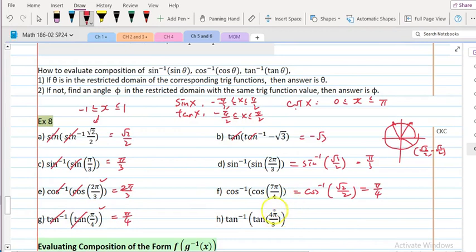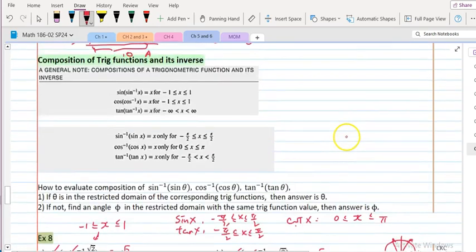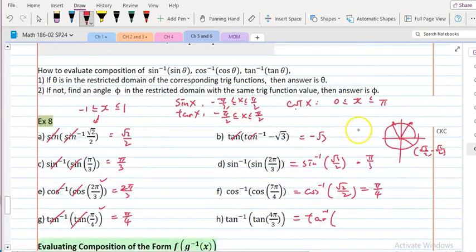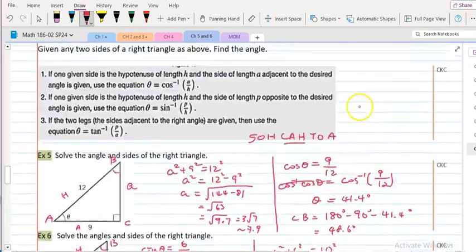But 4 pi over 3 is not within this restricted domain, so I have to actually evaluate it. I would do the tangent inverse later, but let's first do tangent 4 pi over 3. What is tangent 4 pi over 3? 4 pi over 3 is over here. Tangent is positive root 3.